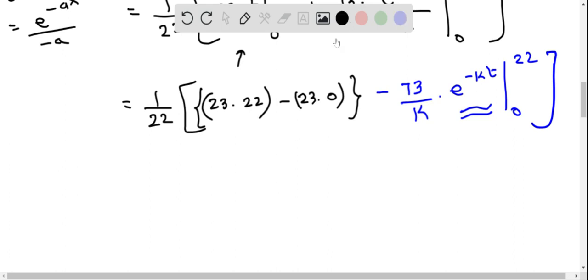So this is equivalent to 1 over 22. I can evaluate this using the calculator. I'm getting 506 when I multiply 23 times 22 minus 0. So I can just ignore this.